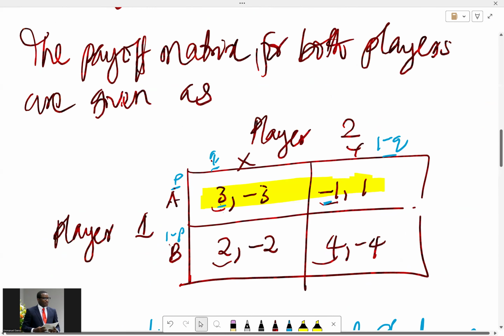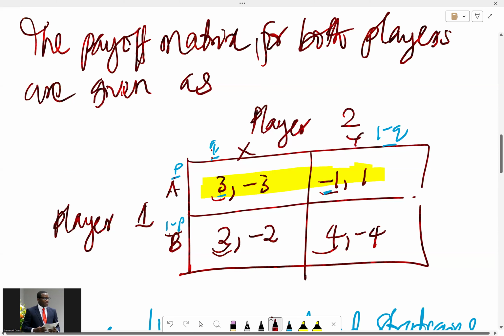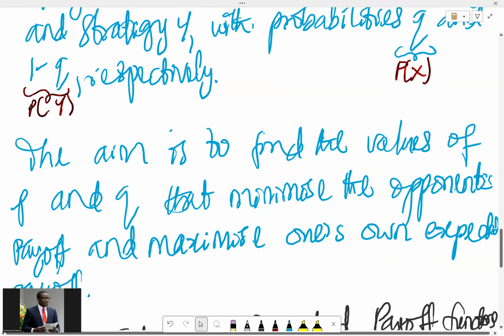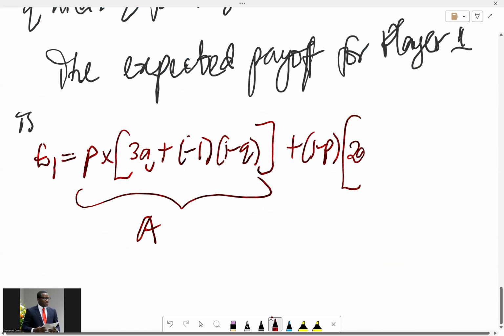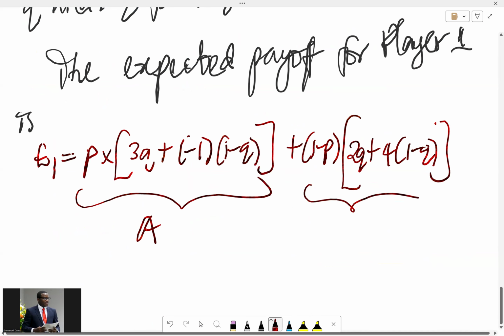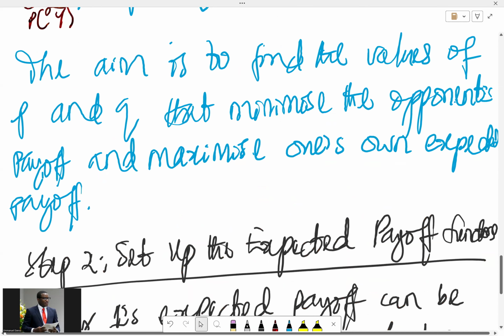So this is (1 minus P) multiplied by (2Q plus 4 into (1 minus Q)). Okay, that's what we have there. So again, this is for strategy B. In case that's confusing, look at it again.